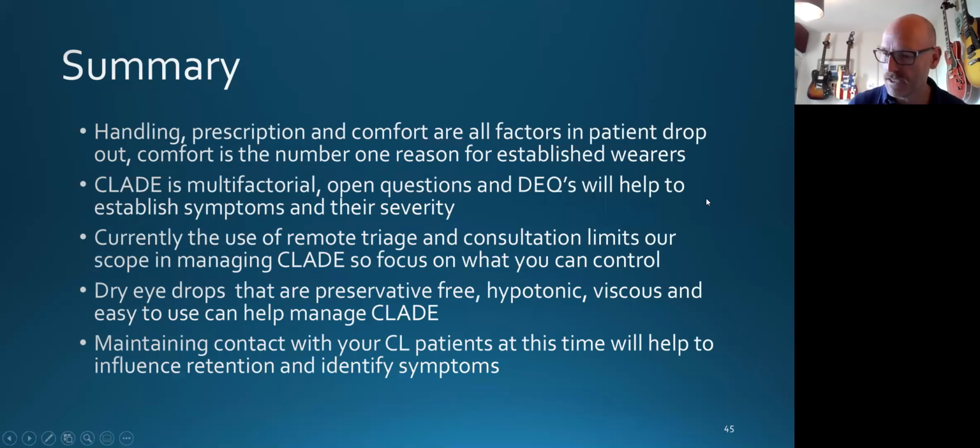Okay, so here's our summary. This is the slide we've been waiting for. We've still got some time left for questions. I think it's handling, prescription, and comfort. They're all factors in patient dropout, but comfort is the number one reason for established wearers.